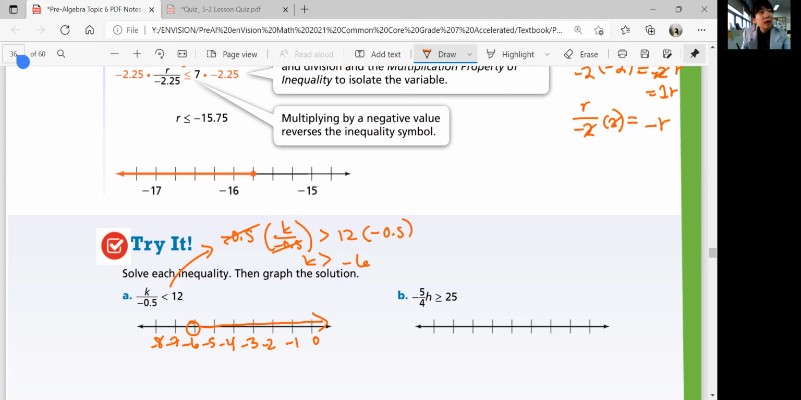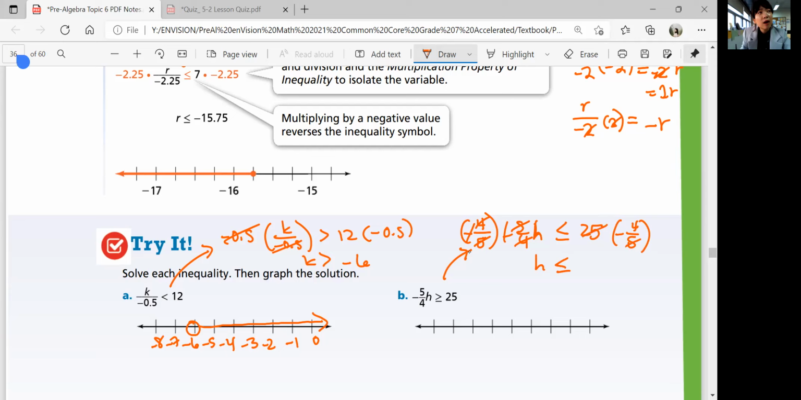Okay, part B. Negative 5 over 4 h is greater than or equal to 25. You're going to multiply by the reciprocal, right? So negative 5 over 4 h, in order to get positive h, you're going to multiply by negative 4 over 5. You're going to multiply by the reciprocal. And then switch the sign. You're going to keep the equal sign. Then 25 times the same thing, negative 4 over 5. Okay? And then 4s cancel out, 5s cancel out, negatives cancel out, you get a positive h.